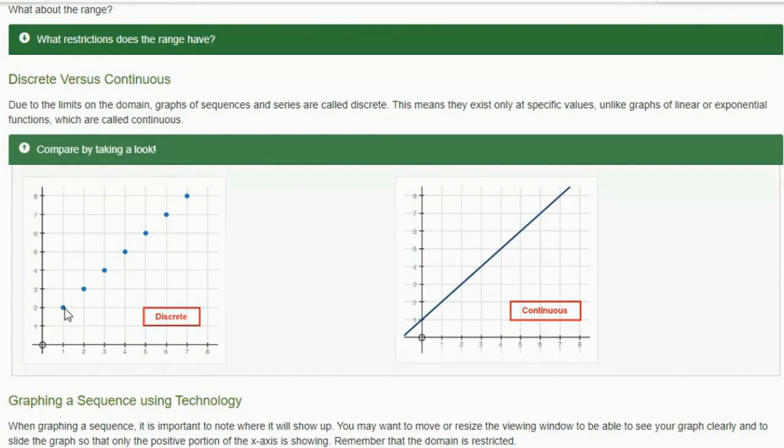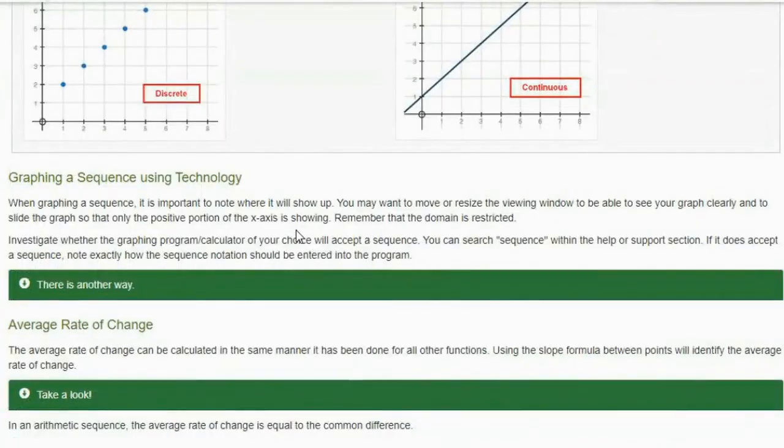But the discrete graph only includes the points. There's no values included between the points. The first term is 2. The second term is 3. The third term is 4. The fourth term is 5. There is no term that's 4.5, or 1.5 term, or anything like that. So we have to use a discrete graph. So using technology, we have to be able to understand how to do that.